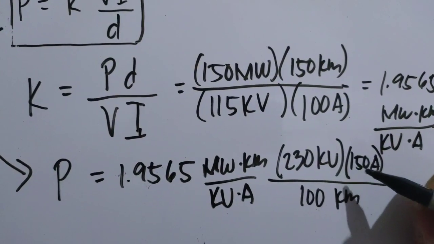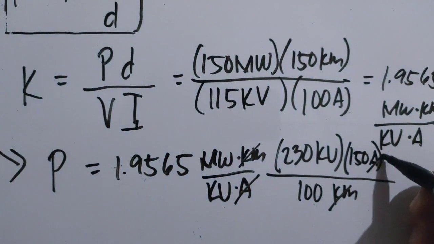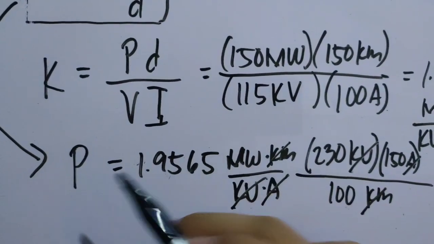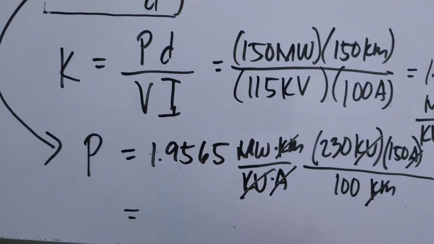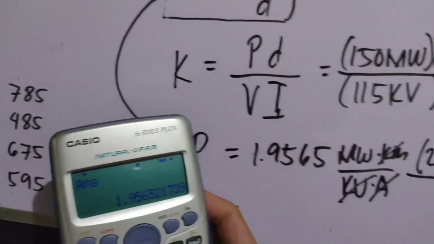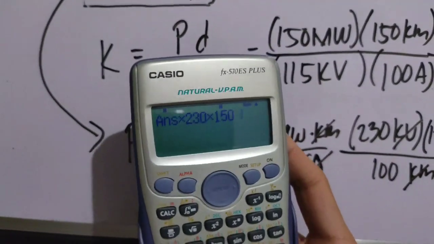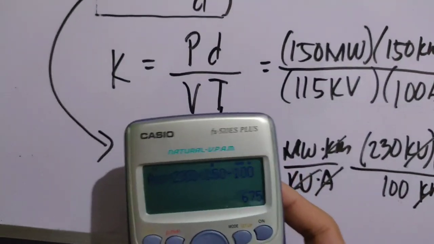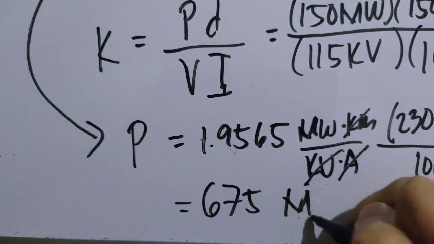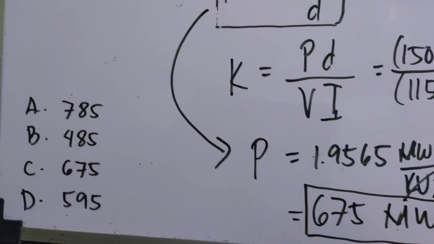Let us cancel the units first. The kilometers at the top and bottom cancel, the amperes at the bottom and top cancel, and also the kilovolts. What remains is the megawatts, which is the unit of power. So let us now solve the value of our power. Our power is equal to our earlier answer, 1.9565 times 230 times 150 divided by 100. The answer here is 675 megawatts. So this is the correct answer, and based on the choices, letter C is the correct answer.